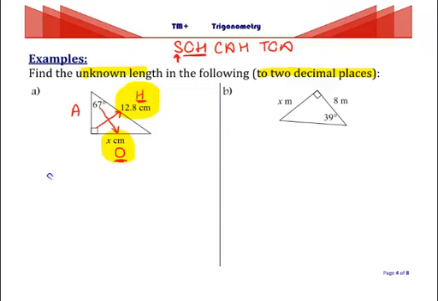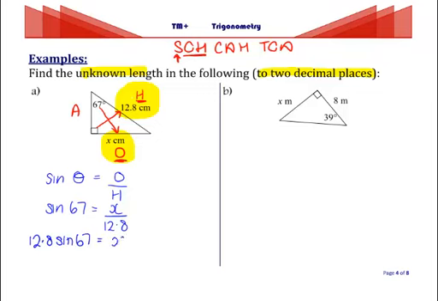So I write it out. Well, sine theta is opposite over hypotenuse. Then I plug in the information. Sine 67 is opposite, which is my x, over hypotenuse, which is my 12.8. To get rid of that 12.8, it's being divided, so I multiply. So 12.8 sine 67 has to equal x. Plug that into your calculator. 12.8 times sine 67. Okay, and you get that x is approximately 11.78 centimeters.